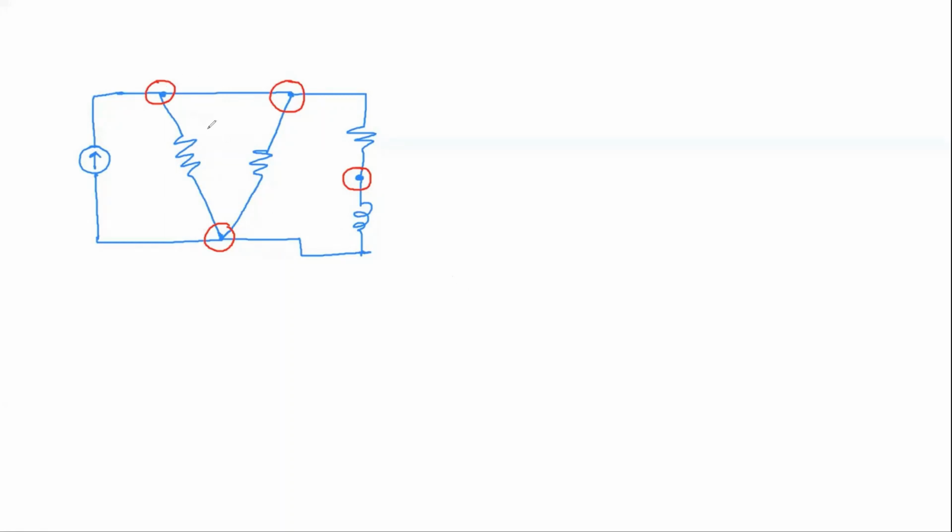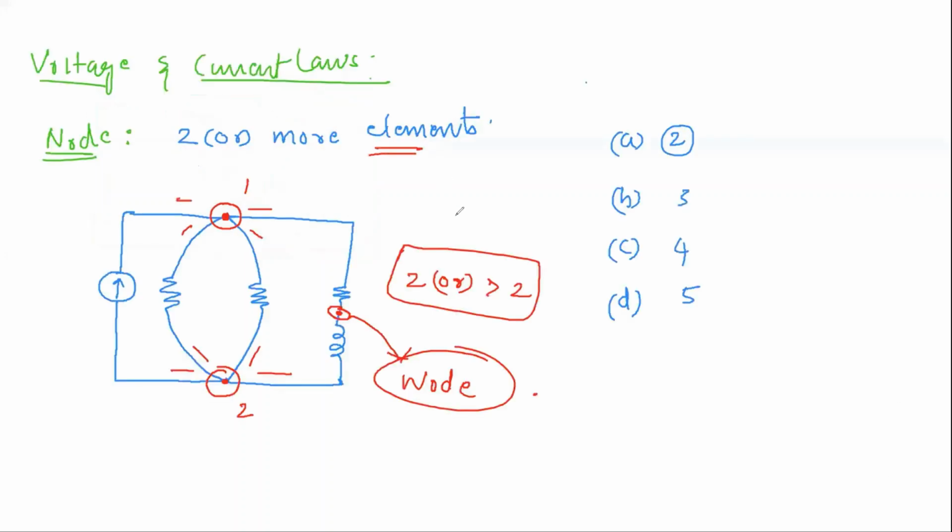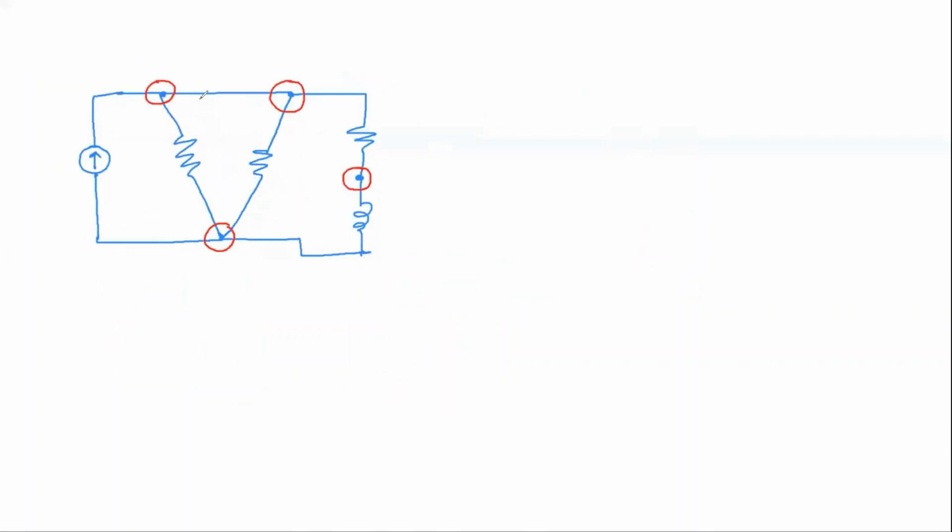Here you can see, what did I tell? I told 2 or more elements. Here what is there in the middle? The 4 nodes is there, sir, in the option. No, between these 2 nodes, do you have any element? Do you have any element? No. Then you should not treat it as an element.